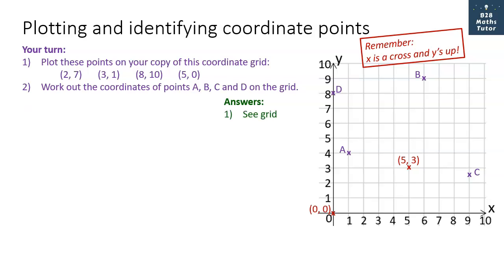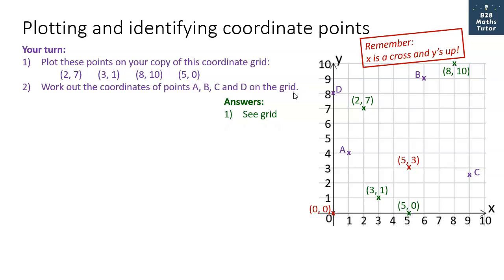Number 1, we've got 2 across and 7 up. So 2 to the right, 7 up takes us to here. Then we've got 3 to the right and 1 up to here. 8 to the right and 10 up. So 8 to the right, 10 up takes us right up to the top there. And the last one is 5 to the right and 0 up. So we don't go up at all, we just stay on the x-axis.